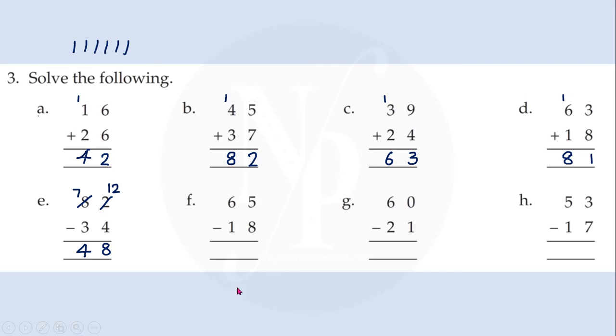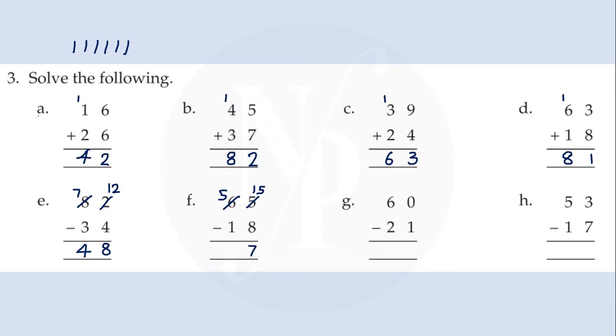So here in F we have 65 minus 18. Let us subtract starting from 1's place. 5 minus 8 is not possible. We will regroup. We will make it 5 and this will be 15 now. Subtracting 8 from 15, you get 7.